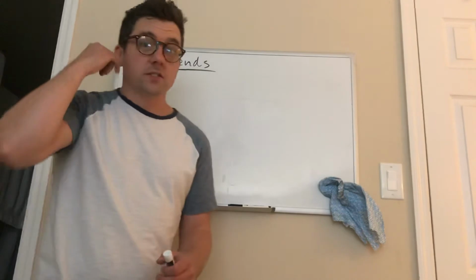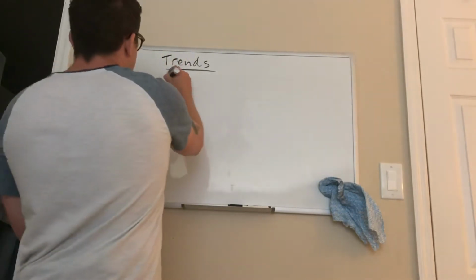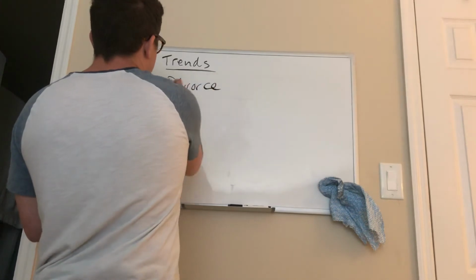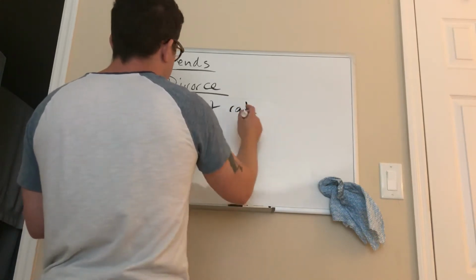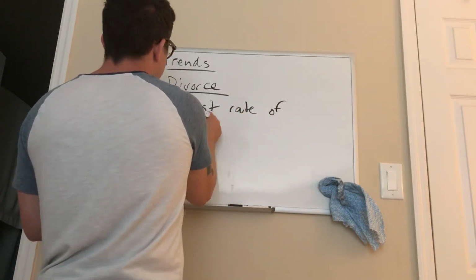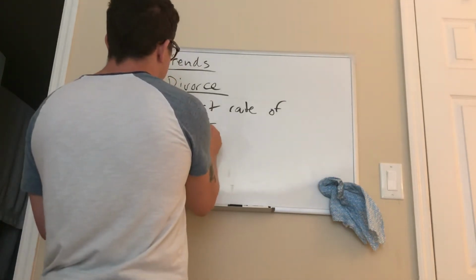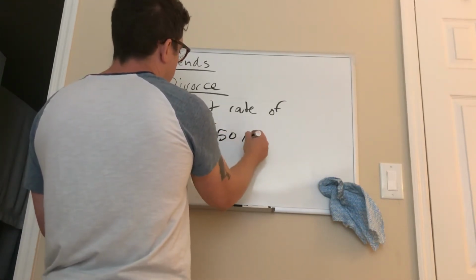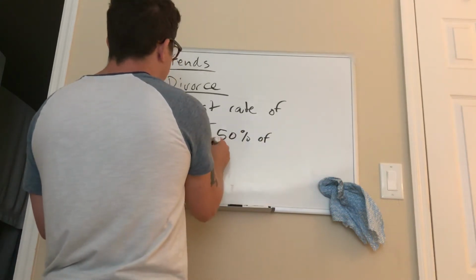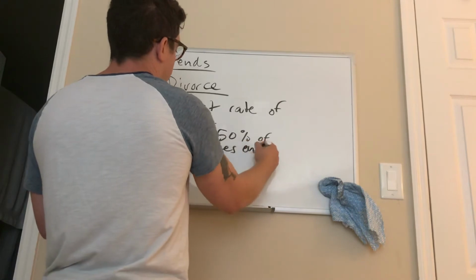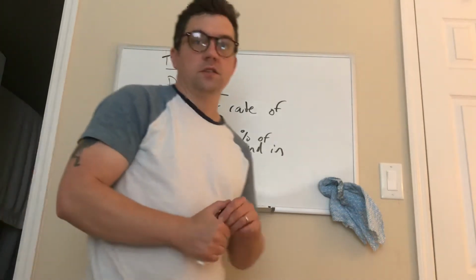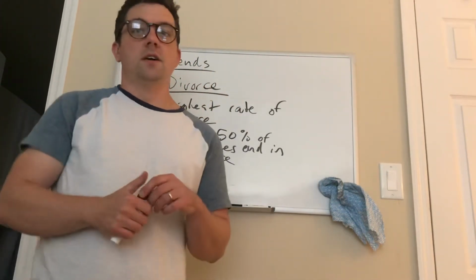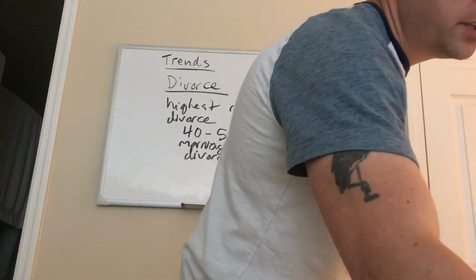So I already talked a little bit about divorce. But that's another trend, the increasing divorce rate. We have the highest divorce rate in the world. In the U.S. right now, it's somewhere between 40 and 50% of marriages end in divorce. So nearly half of marriages will end in divorce. But like I said, people also like to get remarried and then divorced again and remarried or whatever, right?